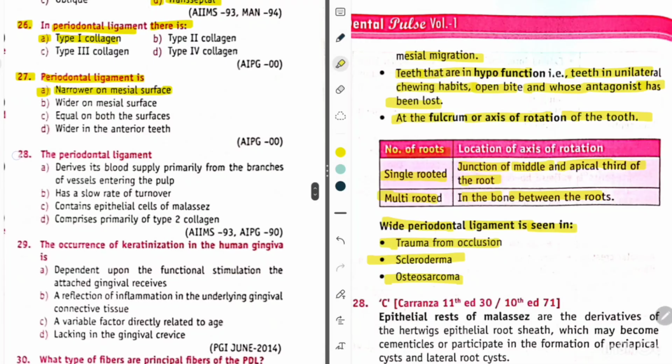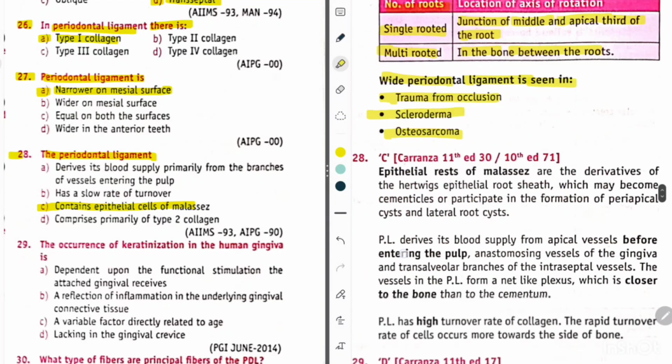Now question 28. The periodontal ligament. Option A, derives its blood supply primarily from the branches of vessels entering the pulp. Option B, has a slow rate of turnover. Option C, contains epithelial cells of Malassez, or option D, comprises primarily of type 2 collagen. So its answer is option C, contains epithelial cells of Malassez.